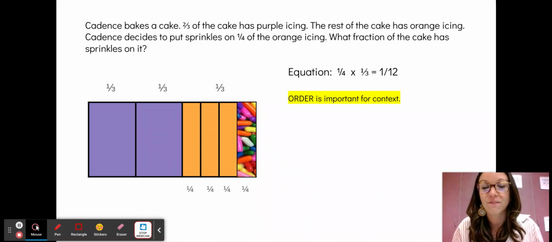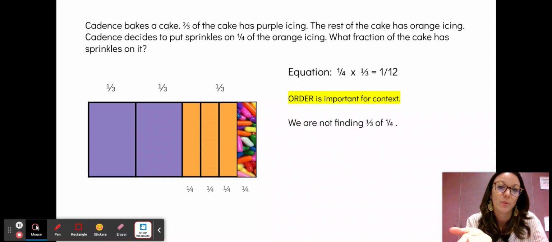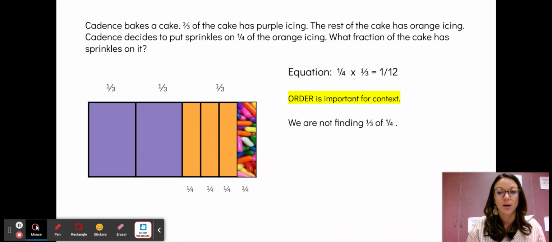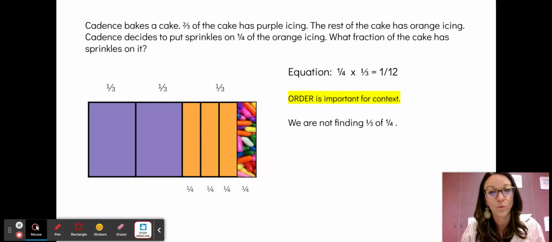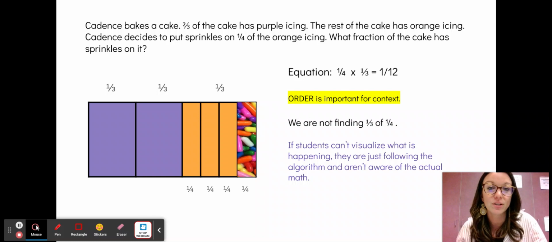If the order was the opposite, a third of a fourth, it wouldn't match the picture, which doesn't match the story, which means whoever's reading it and producing the problem didn't truly understand what is happening, which is important when you get into higher math. So if students can't visualize what's happening in the correct order, then they don't really understand what's going on in the math.